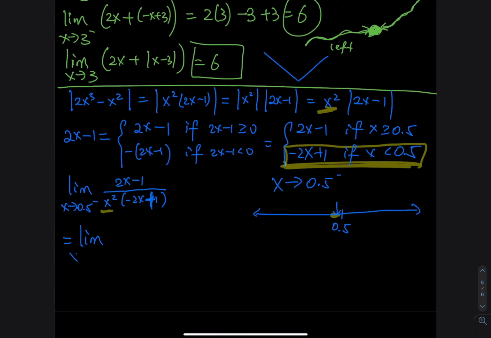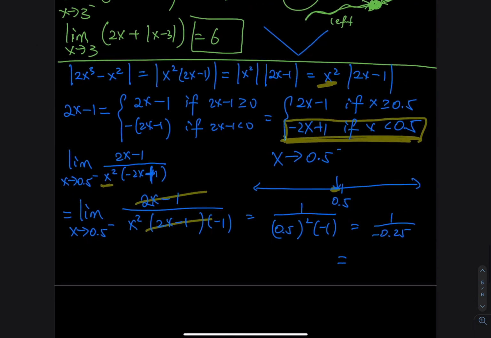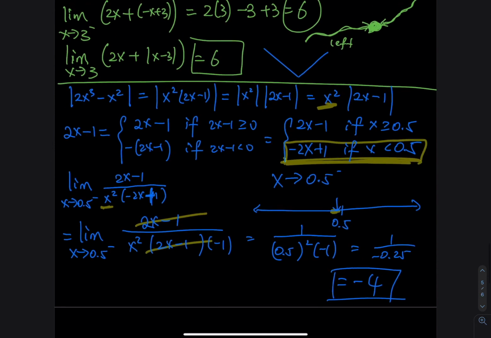So that is the limit as x approaches 0.5 from the left of 2x minus 1, and then you have x squared times, you factor out a negative 1, so you have 2x minus 1. That is going to cancel the top, and now you are safe to plug in. So you plug in 0.5, 1 divided by 0.5 squared, times negative 1. So that is equal to 1 divided by negative 0.25, which is negative 1/4. That is equal to negative 4. This is your answer.